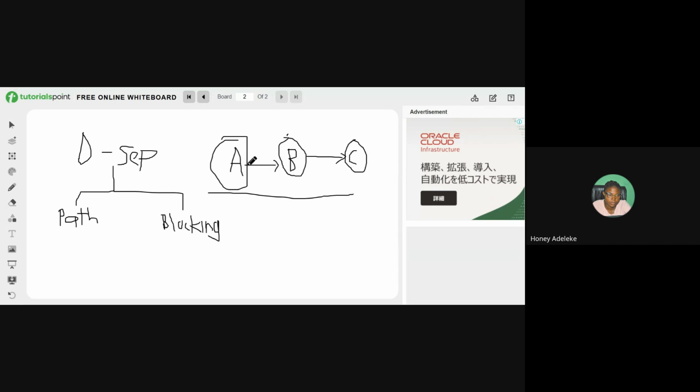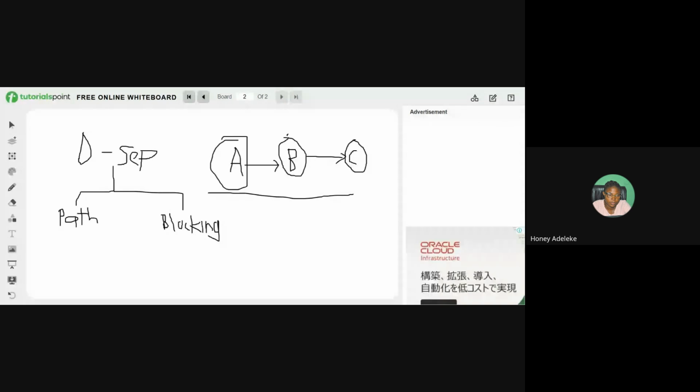You see this direction is like this. It could be the other way around. That's why I said regardless of the direction. It definitely has a direction, but regardless of that direction, any sequence of edges that are connected between two nodes is called a path. So I think we need to first understand that.